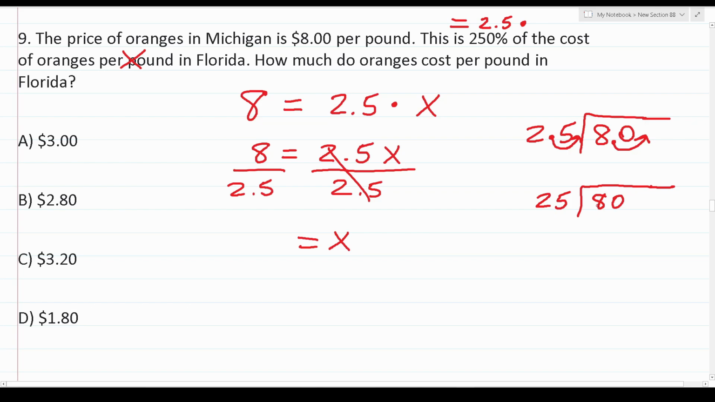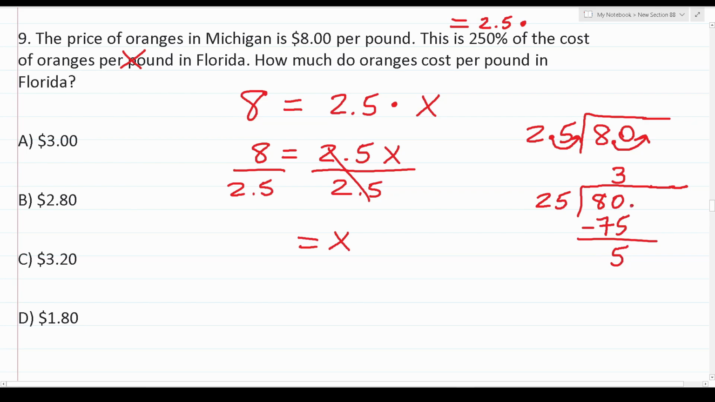Well, 25 times 3 is 75, whereas 25 times 4 is 100. So this is going to be 3. 25 times 3 is 75. 80 minus 75 is 5. All right. And at this point, you're probably saying, well, 25 doesn't go into 5. So how are we going to proceed?